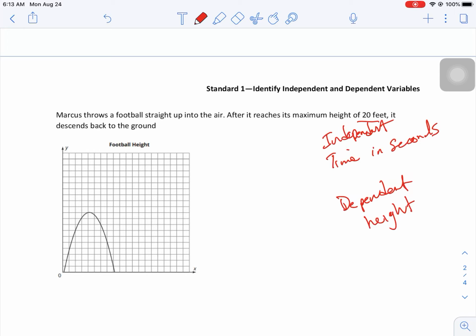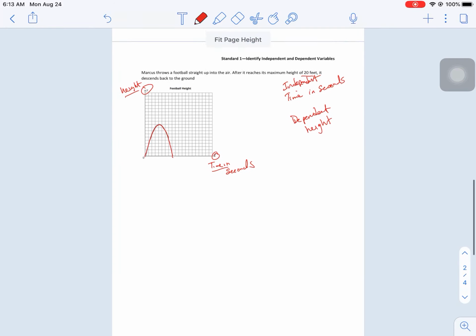Because if you throw it up, it can stay up in the air for an amount of time, but after a while it has to come back down. Notice the graph is like he threw it up and then it came back down. So the x will be time in seconds, and the y is the height. This is called labeling the axis, okay?